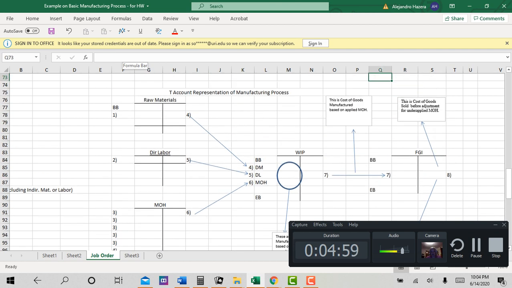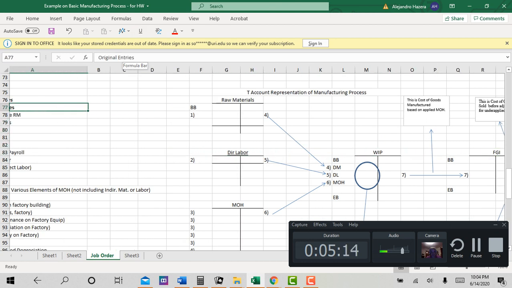Okay, now let's start by looking at our three inventories here. You have three inventories: raw materials, work in process, and finished goods inventory. Okay, so let's go ahead and put in the beginning and ending balances in each one of these accounts.